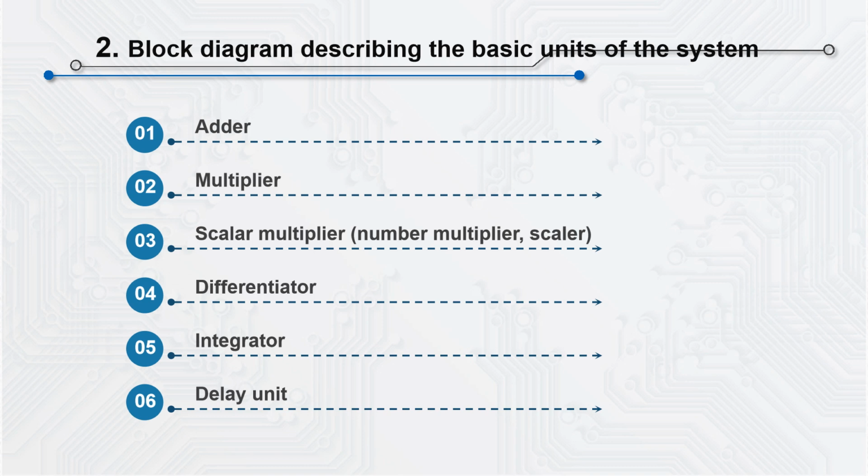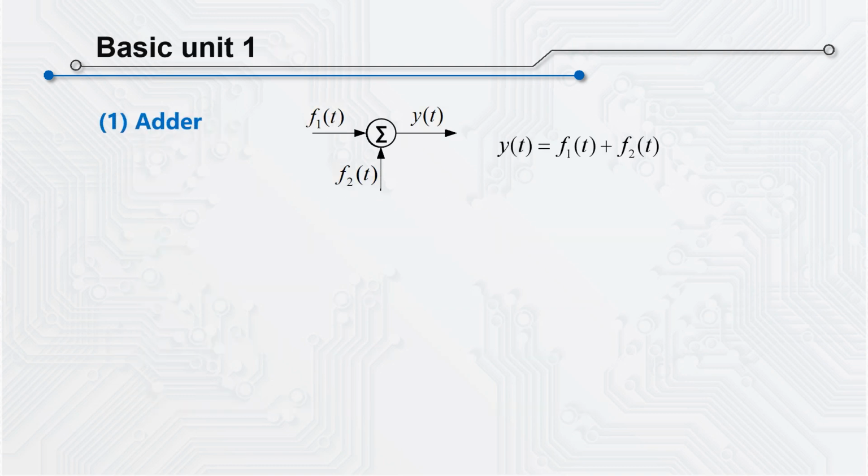The basic units describing system are as follows: adder, multiplier, scalar multiplier, also called number multiplier or scalar, differentiator, integrator, delay unit, and delayer. Let's take a look at adder. This is the graphic symbol of adder. In such a two-end adder, the output of this adder is y. y(t) is equal to f1(t) plus f2(t).